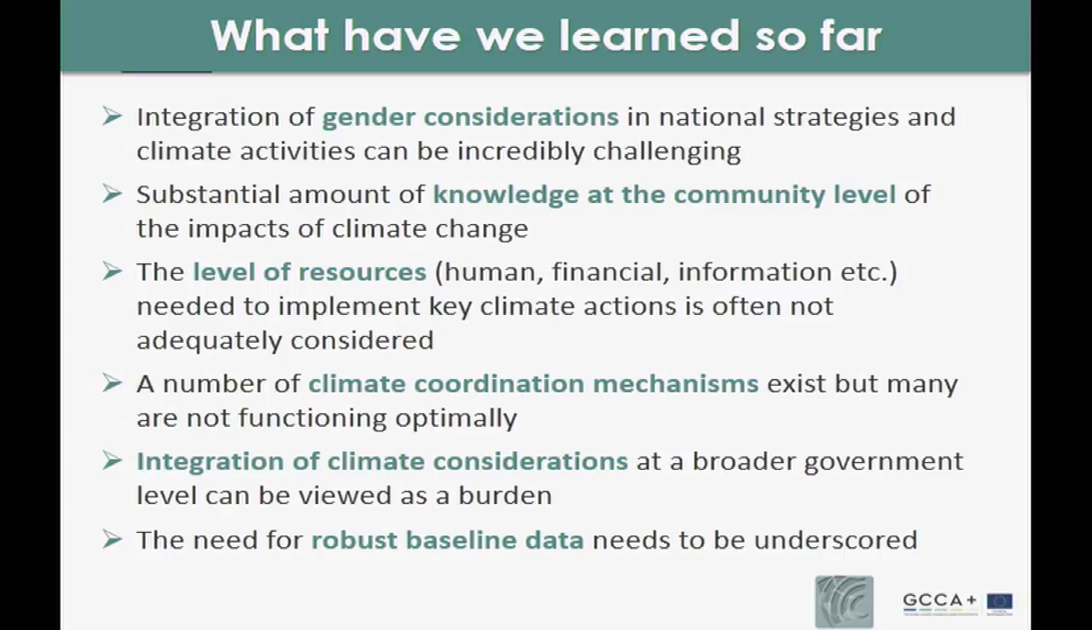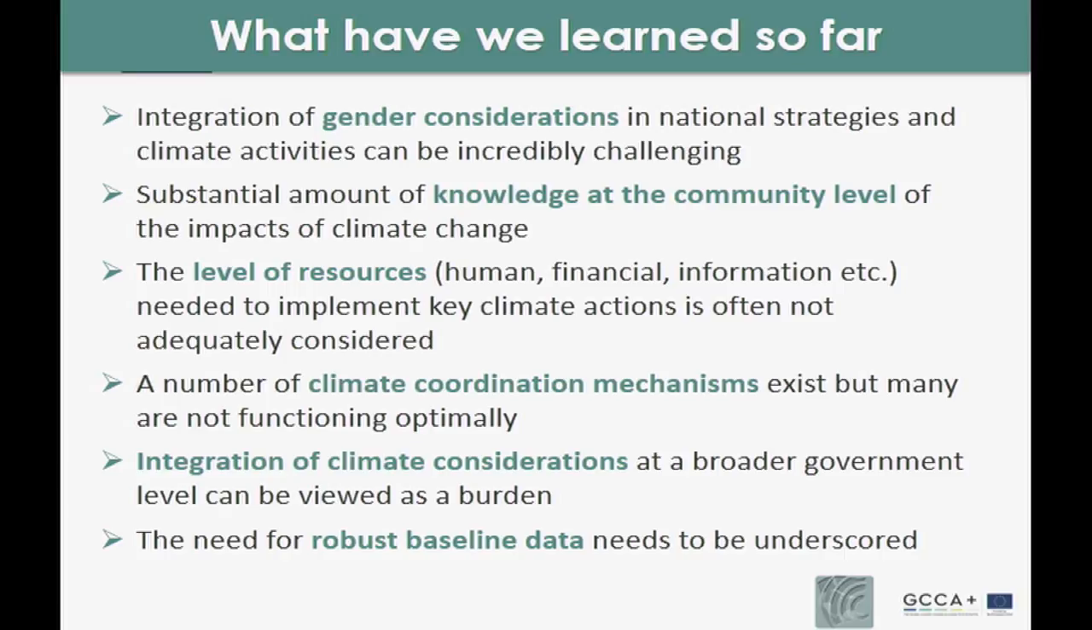There are a number of climate change coordination mechanisms, but a lot of them are not functioning optimally, and if we can get them functioning optimally, they would provide a great service in pushing the integration of climate considerations into policy. Oftentimes, these climate considerations are seen as an add-on and an additional burden. So the ministries of sustainable development, climate change and environment see this as their mandate, but when you go to ministries of transport, works and so on, they are not clear on how they are to integrate climate considerations into their work, and they see it as something that they don't need to do or something that's an additional burden.